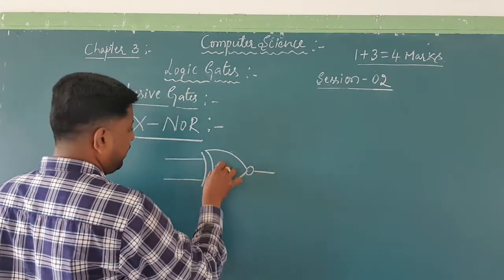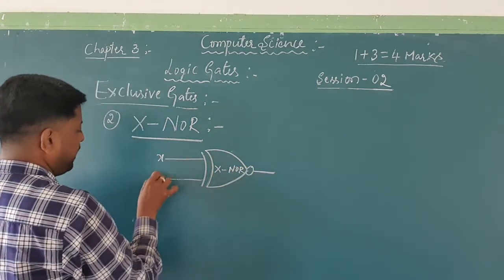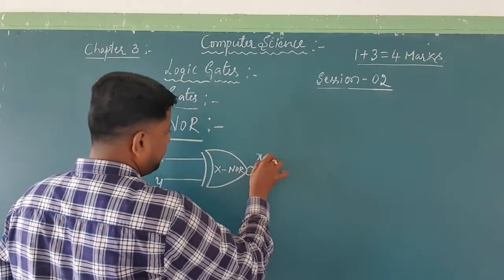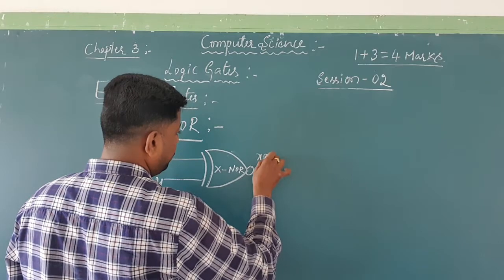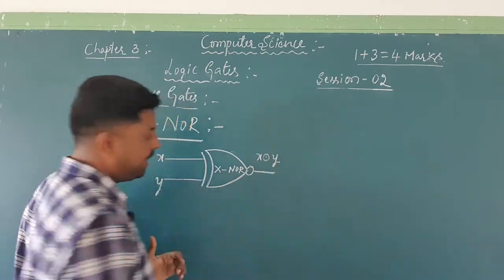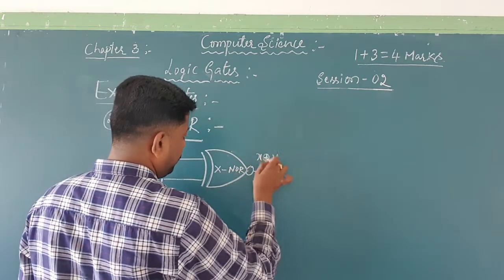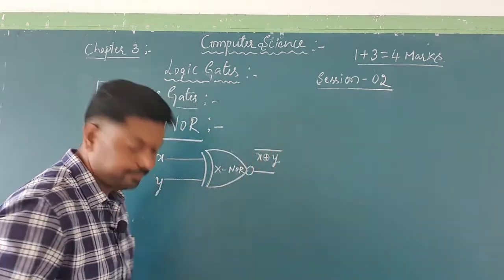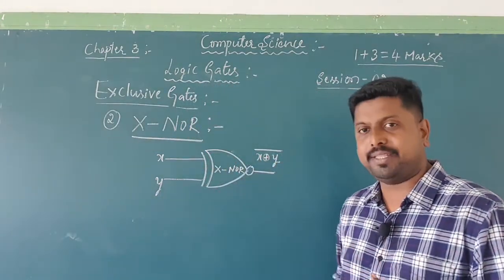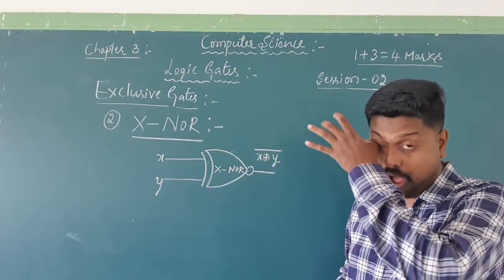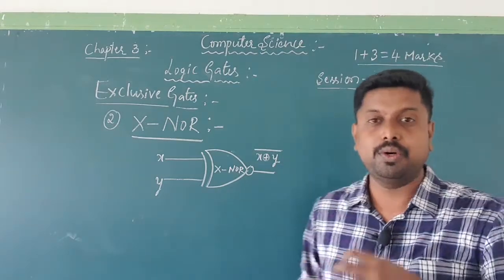This is XNOR. For these two inputs X and Y, X exclusive Y whole bar will be the result, the symbolic representation of the exclusive NOR gate. And now I will write the truth table for the exclusive NOR gate.